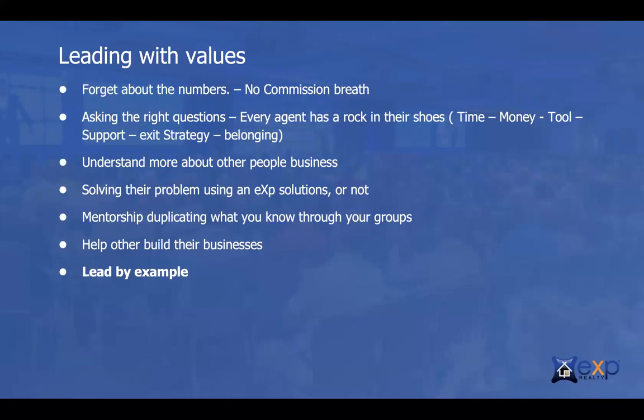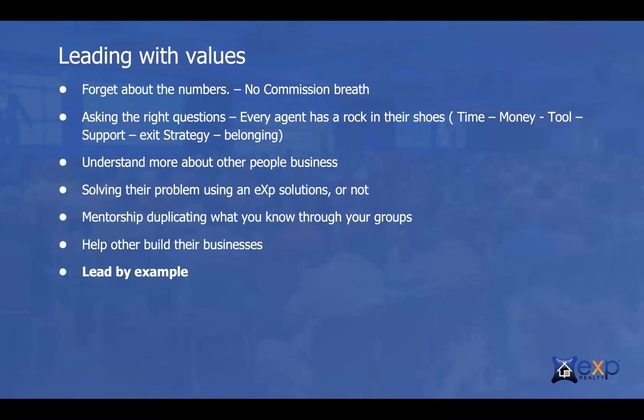Otherwise, if you don't do it, your leader is not gonna do it, your agent is not gonna do it, and then their people are not gonna do it. You're gonna end up with a bunch of doing-nothing agents, and that's not good. Your attrition rate is gonna be super high here. So yeah, lead by example.